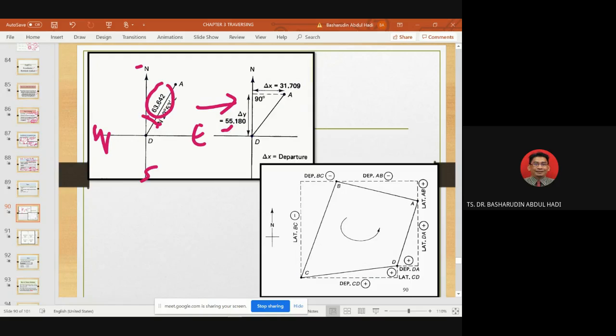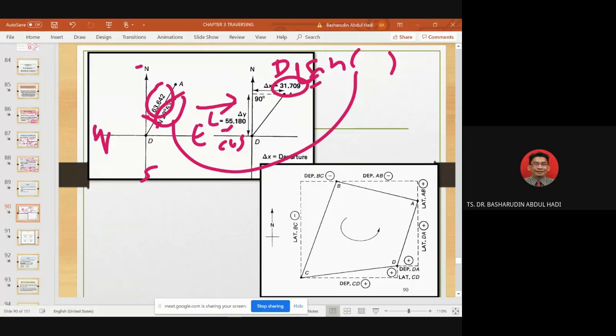So you get 55.180 meters. Meanwhile, for this one, this one is latitude, this one departure. Okay, so L cos theta, L sin theta. This one cos, this one sin. L cos theta, what is the angle? Take this angle, put it here, so you get this answer, 31.709 meters.